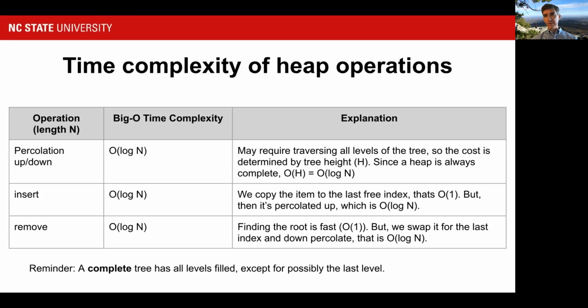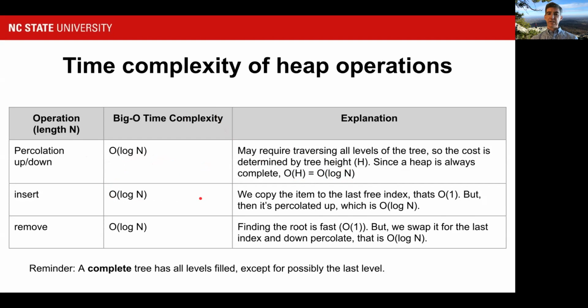But since a heap is a complete tree, it always has the minimal height that it can have. And we can express the minimal height as a log function, log 2 of n. And we can ignore the 2 because it's just a constant factor from log n. So big O of h is equal to big O of log n. So what we would say here for percolate up or down is that it has big O of log n. We don't need to say big O of h because big O of h is the same in the case of a MaxHeap as big O of log n.